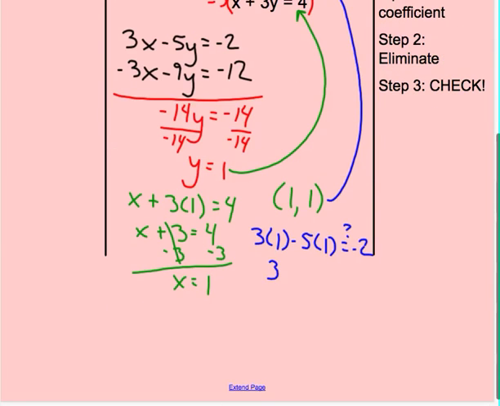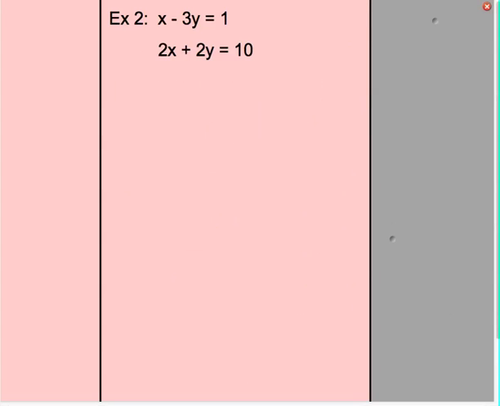3 times 1 is 3. -5 times 1 is -5. And 3 minus 5 is -2. So that one checks. Let's take a look at another similar example.